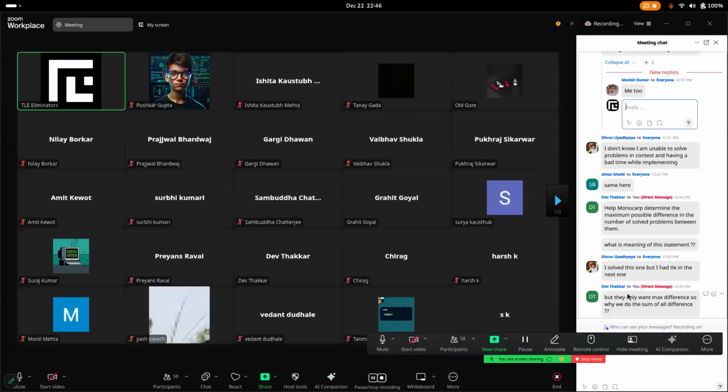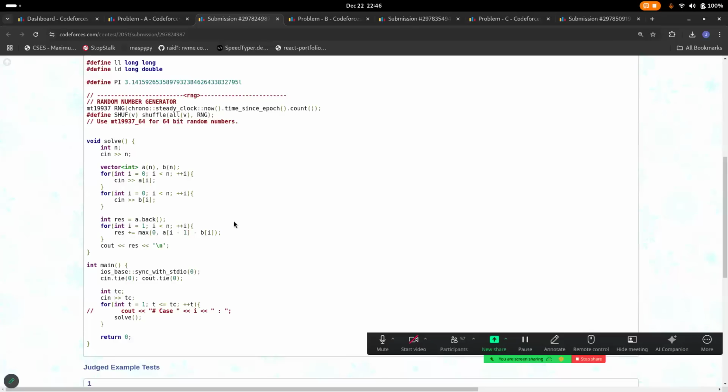They only want max difference, so why do sum of all differences? Okay, what we are doing over here is we are considering each difference.